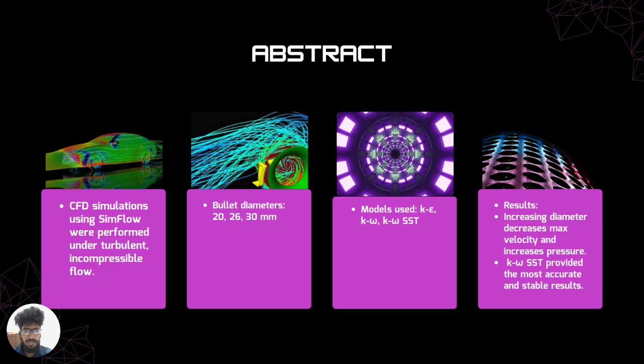The results show that increasing diameter decreases the velocity and increases the pressure. Of all three turbulence models, K omega SST provides the most accurate and stable result.